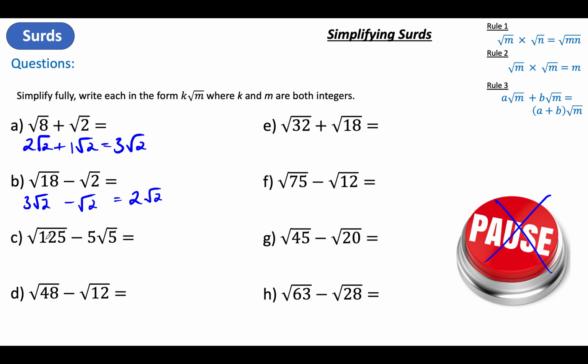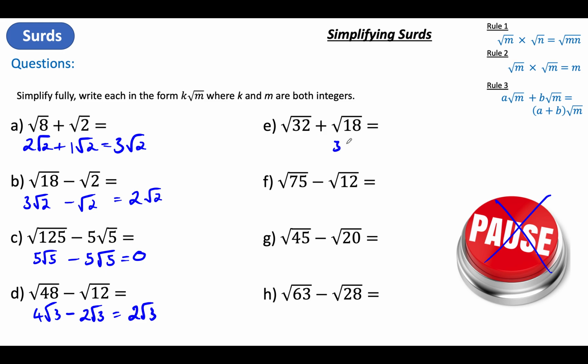The square root of 125 is 5 root 5. And I'm going to take away from that 5 root 5. What does that leave? That leaves no lots of root 5, or basically nothing. It leaves 0. Okay, root 48. What have we got for root 48? Well, I make that to be 4 root 3, because you can divide it by 16. And then root 12 we know is 2 root 3. So 4 root 3 take away 2 root 3 leaves 2 root 3. Well done if you got that one.